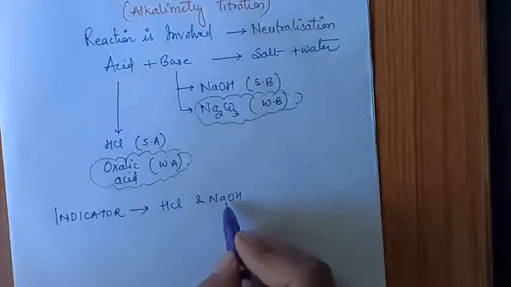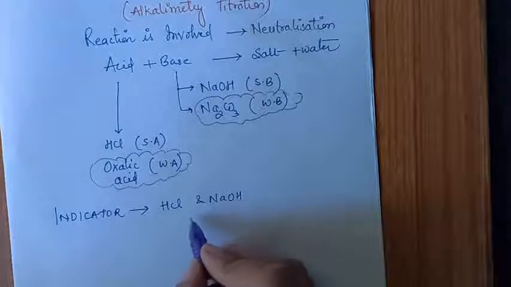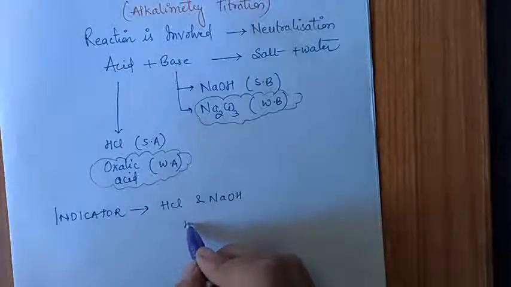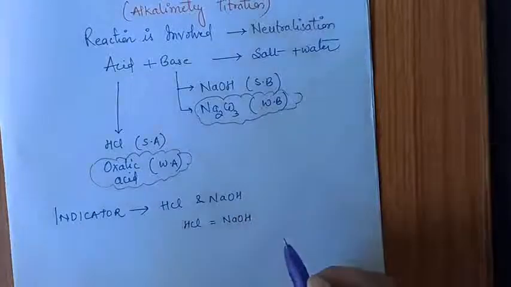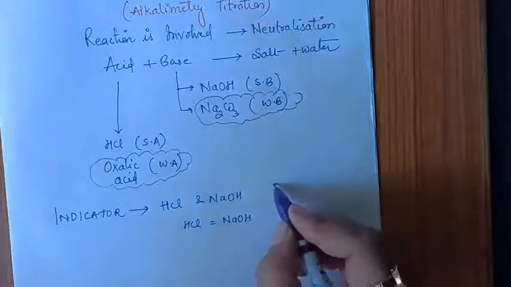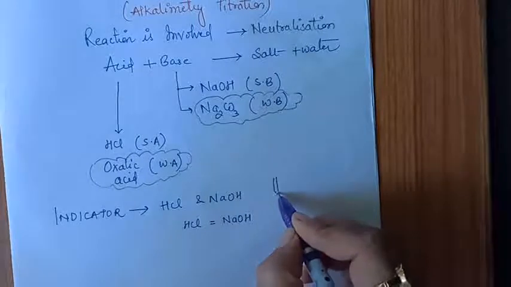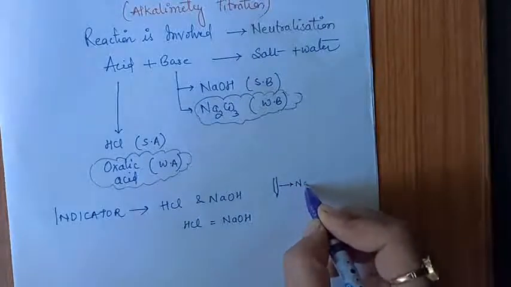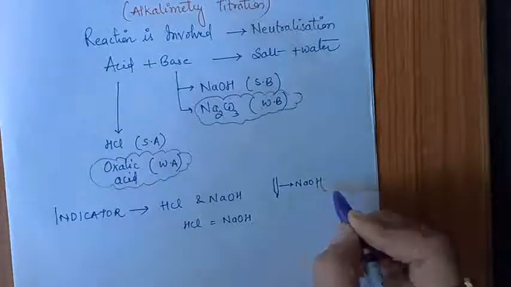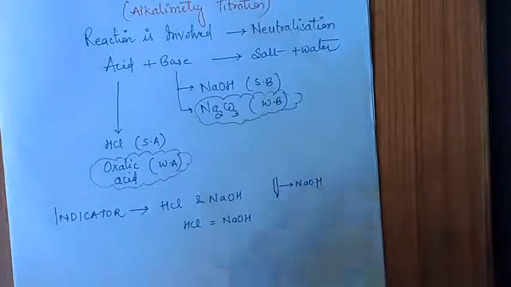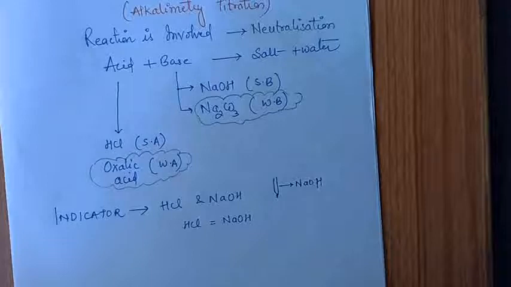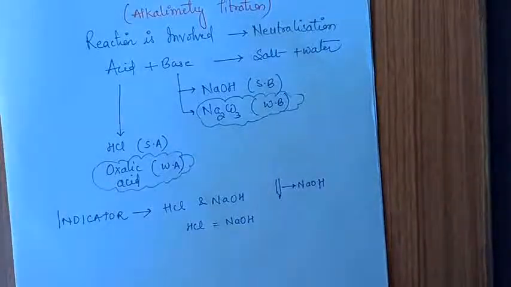So if HCl is reacting with NaOH, then there will be some point at which the HCl and NaOH will be equal. Okay, supposingly you are keeping NaOH in the burette. If you don't know the burette and pipette and other apparatus which are used for the titration, you can refer to the video of the apparatus used in titration. So you should understand which are the apparatus and how they look.